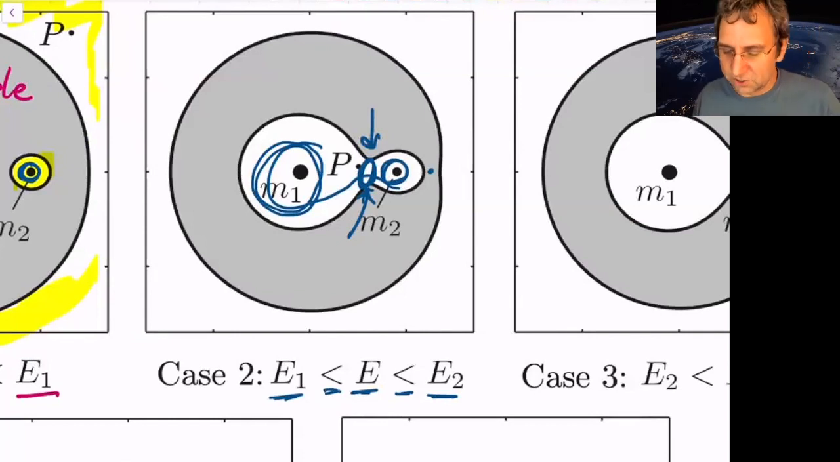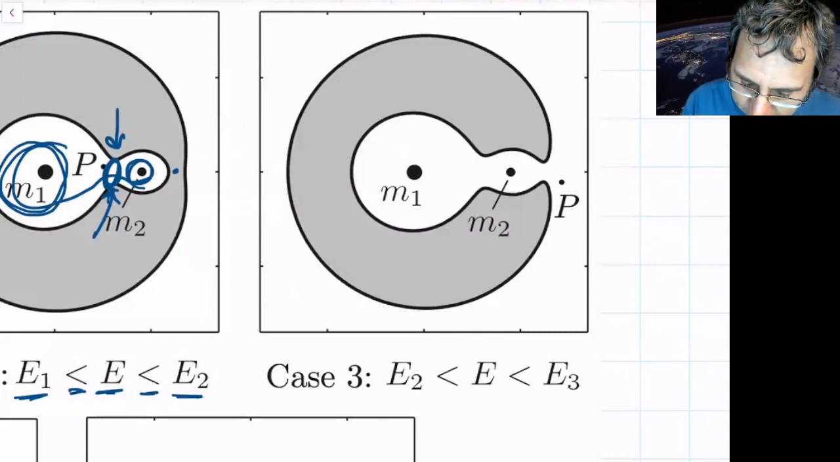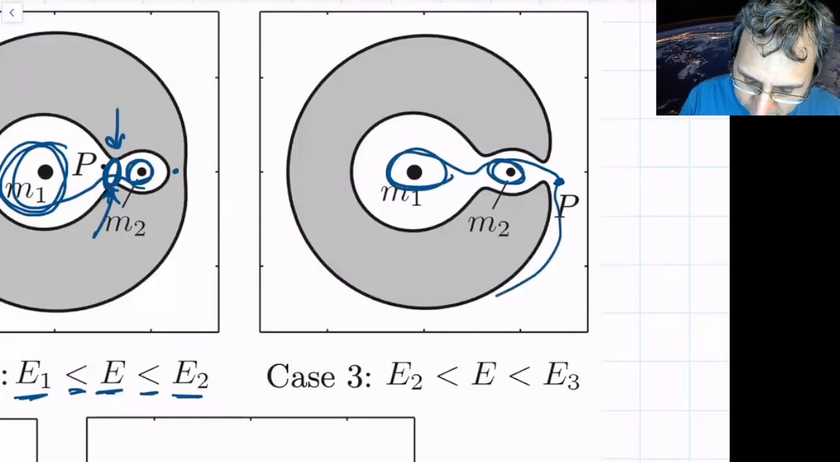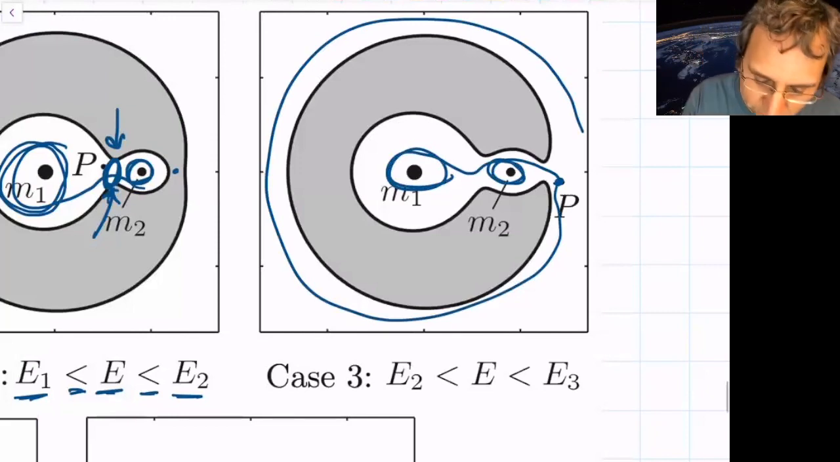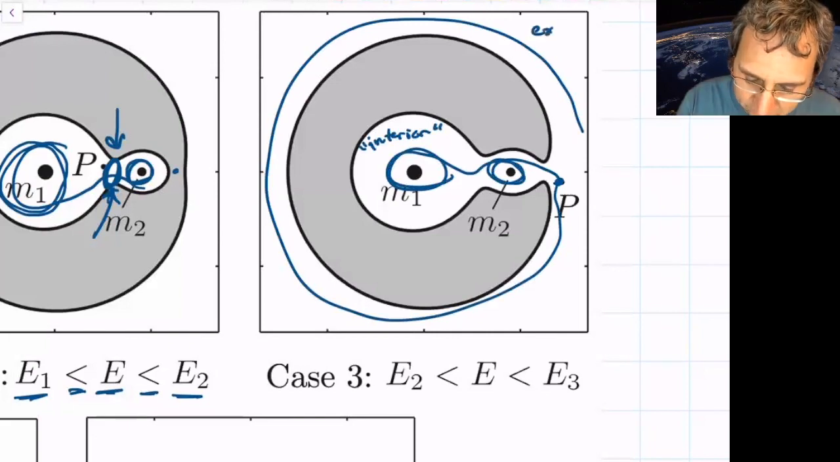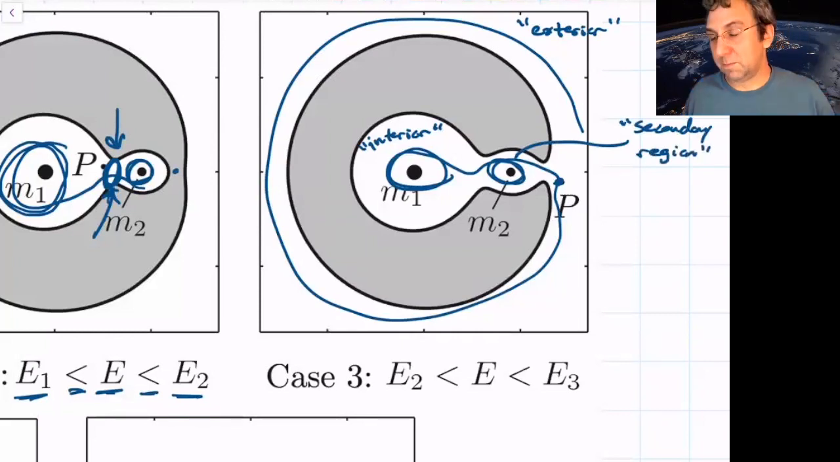So if you have slightly larger energy, now we're in this situation called case 3. In case 3, the spacecraft at P here can go from being in orbit around the moon, to orbit around the Earth, or in orbit outside of both of them. And sometimes we've given these names: we've called the region inside the interior region, and the region outside the exterior region. And then this region next to the secondary, you could call the secondary region or the capture region, or maybe specific to the physical situation, the moon region.